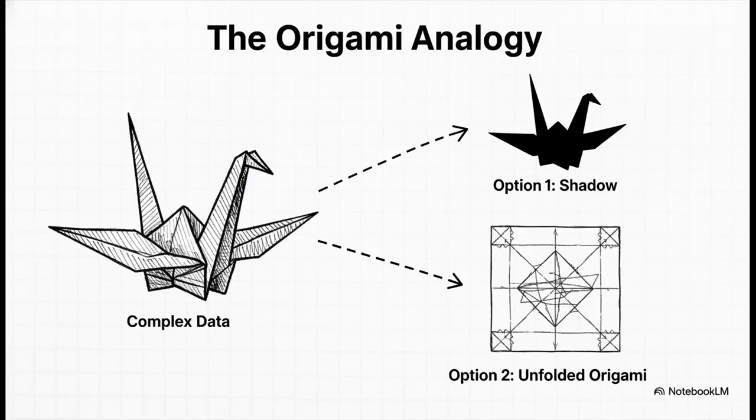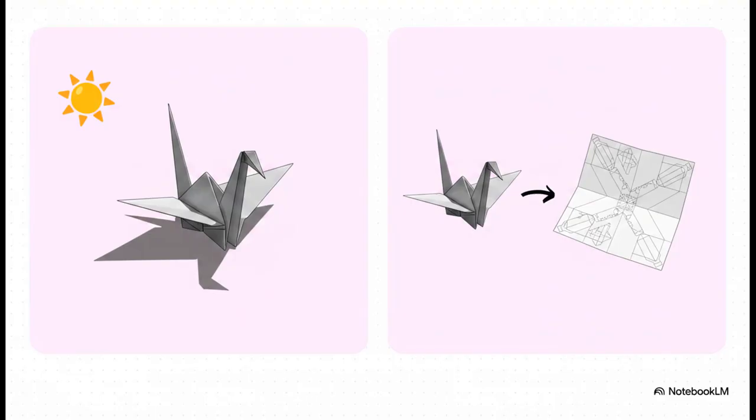So, to really get a handle on the two main ways we can solve this, let's use a simple analogy. I want you to imagine that your complex, high-dimensional data is like a really intricate piece of folded origami. How do you represent that in a simpler, flatter, two-dimensional way? Well, you've basically got two options. And this analogy just illustrates the difference perfectly.